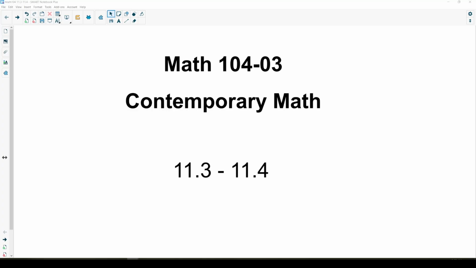Let's talk a little bit about some probability today. We're going to work on sections 11.3 and 11.4.